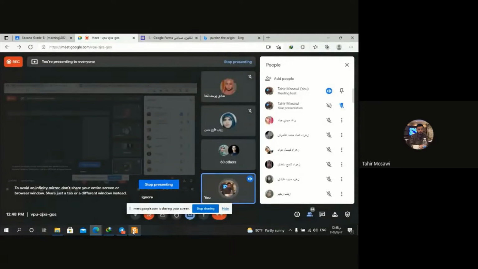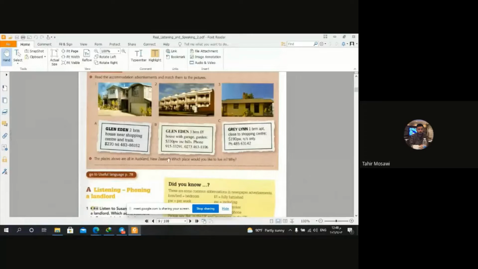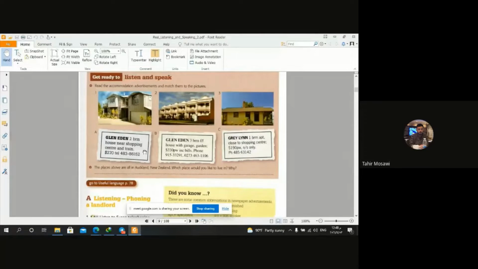So what do you think? This one is the most obvious one, the house with garage and garden. Which of these pictures do you think refers to this advertisement?